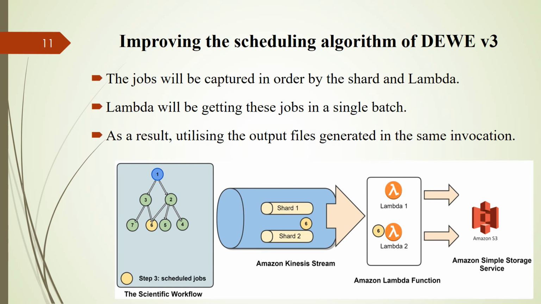And finally, in step 3, only job 6 is scheduled on shard 2 in order to run in Lambda 2. In this step, the algorithm selected shard 2 because it has received a smaller number of jobs than shard 1. The algorithm counts the jobs that are sent to each shard in order to balance the workload across Kinesis shards, leading to balanced usage of all Lambda instances.